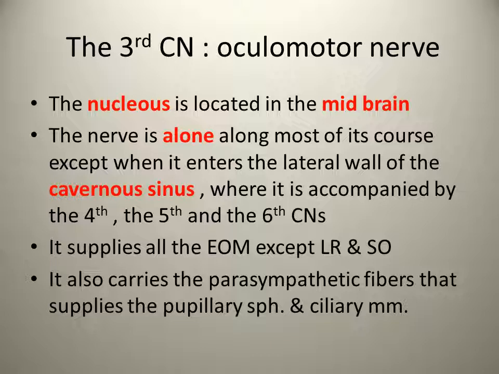The Edinger-Westphal nucleus, which is a parasympathetic nucleus, gives parasympathetic fibers that will travel along the nerve and reach the pupillary sphincter and the ciliary muscle. The nerve along its course is usually alone in most of its course, except when it enters the lateral wall of the cavernous sinus, where it is accompanied by the fourth, fifth, and sixth cranial nerves.